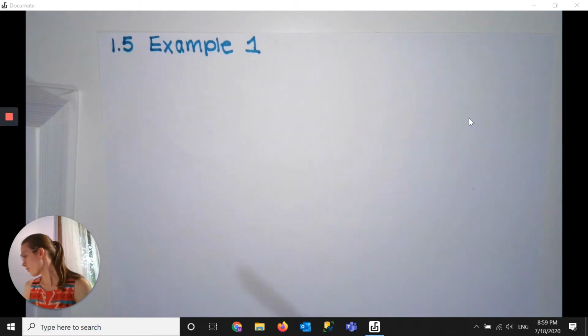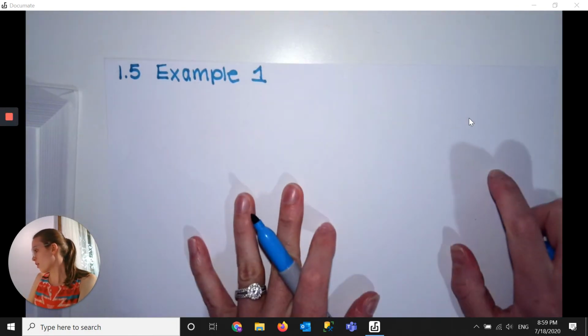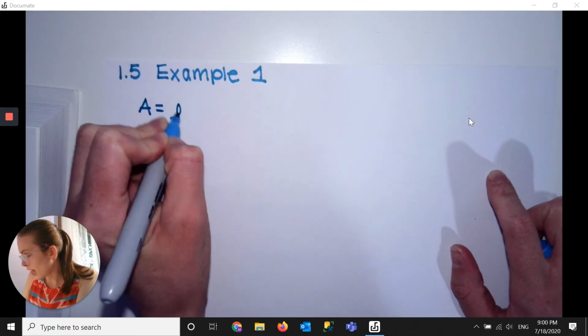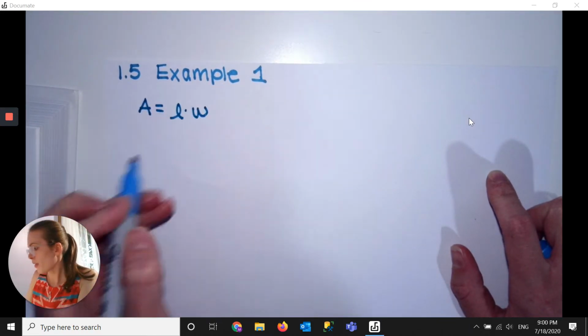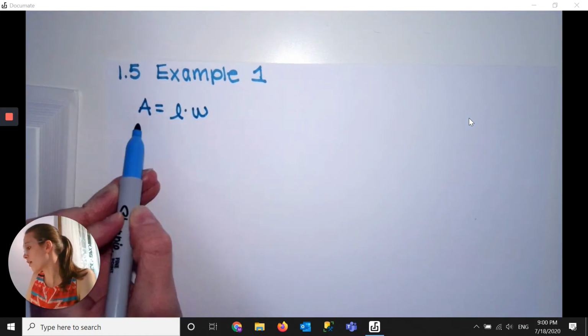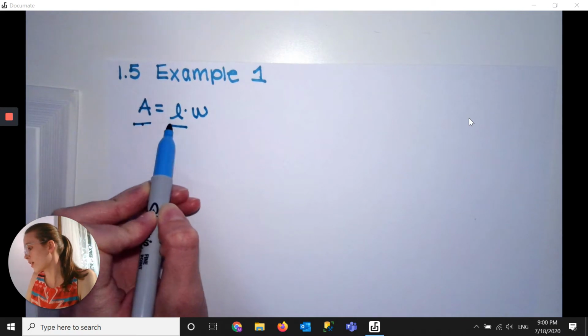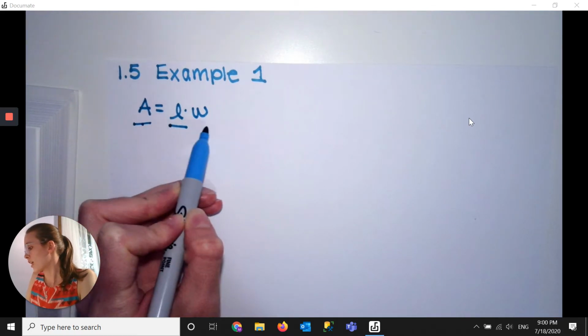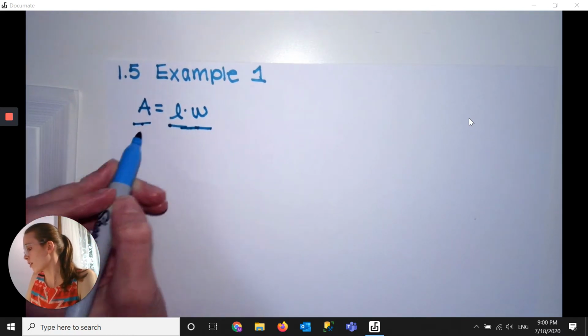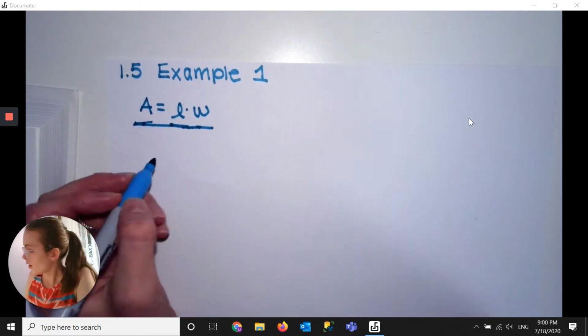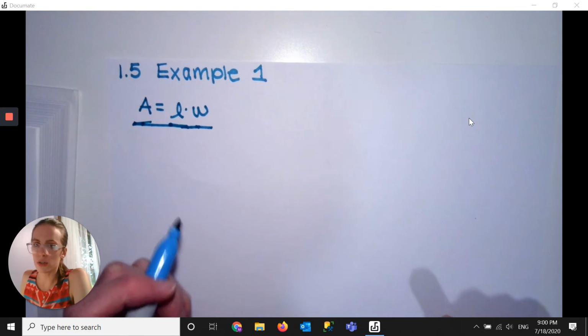Example 1. So we're solving the formula A equals L times W. So this is for the area of a rectangle. The area of a rectangle, A, equals the length of the rectangle, L, times W, the width of the rectangle. So that's our formula, and we're solving it for L. So there's 2 ways to do this, and I'll show you both ways.